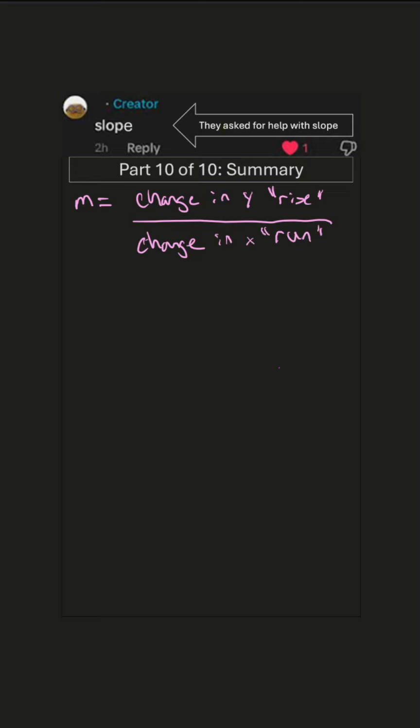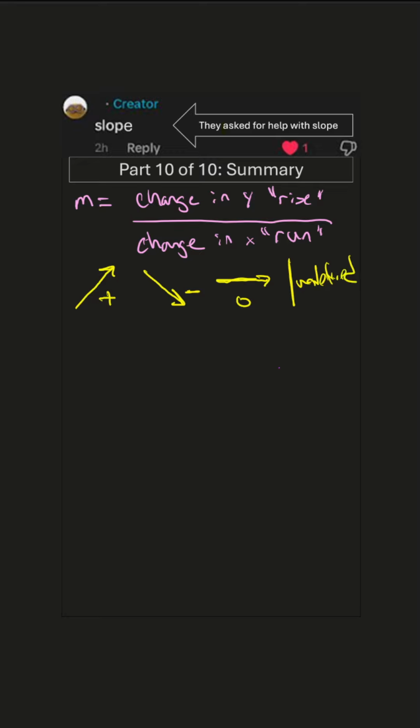Now there's different types of slopes. If your slope looks like this, then the slope m is positive. If it looks like that, it's negative. If it looks like this, it's 0. And if it looks like this, it's undefined.